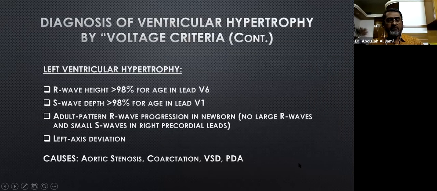Left ventricular hypertrophy: R wave height, similarly, more than the 98th percentile for age in lead V6, and S wave more than the 98th percentile for age in lead V1. So it is the reverse of right ventricular hypertrophy. Normal pattern of R wave progression in the newborn: large R waves and small S waves in the right precordial leads. Left axis deviation will be there. Causes are aortic stenosis, coarctation, ventricular septal defect, patent ductus arteriosus.